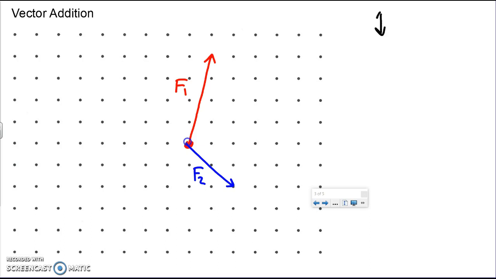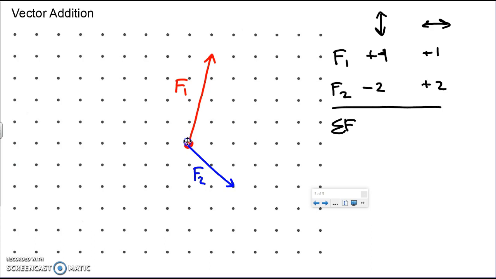So we're going to do that same thing. We'll add up the ups and downs, and we'll add up the lefts and rights for force 1 and force 2. And our goal is to figure out what's the total force going to be for these guys. Well, force 1's up and down is plus 4, and its left and right is that it goes to the right 1. Force 2 goes down 2, but it goes right 2. So when I add these guys up, my total force is going to be 2 up and 3 to the right. So I can draw that guy in like this. So let's go up 2 and over 1, 2, 3. So something like that will be our total force.